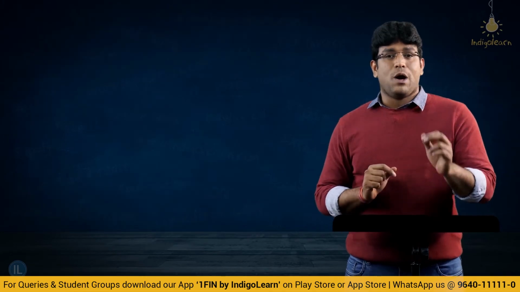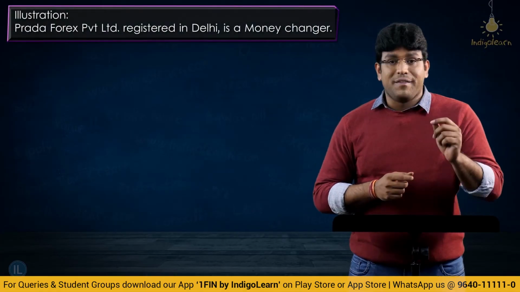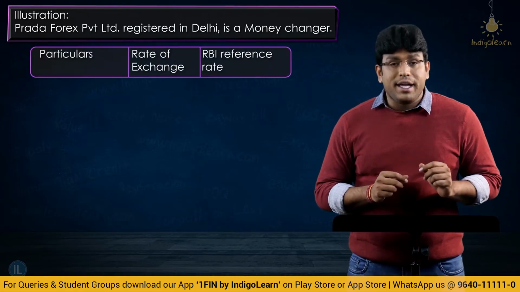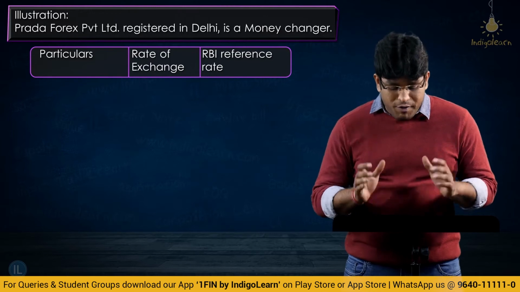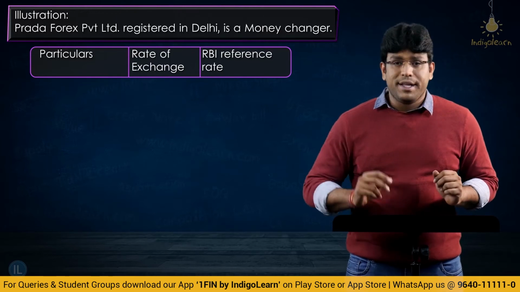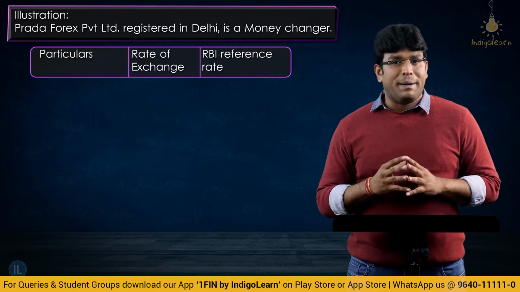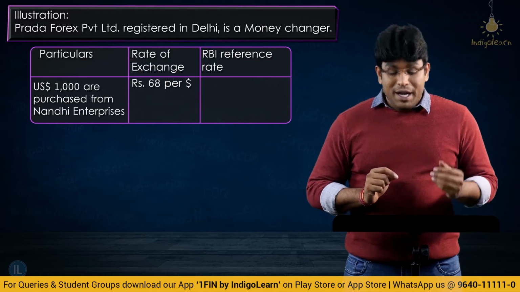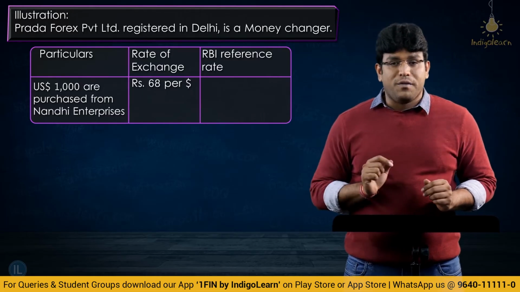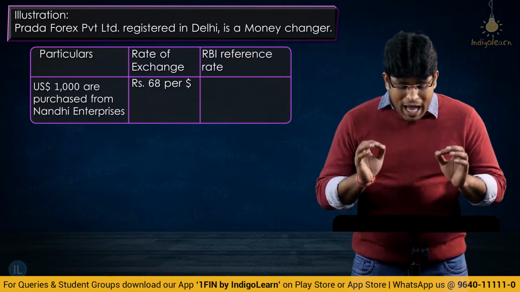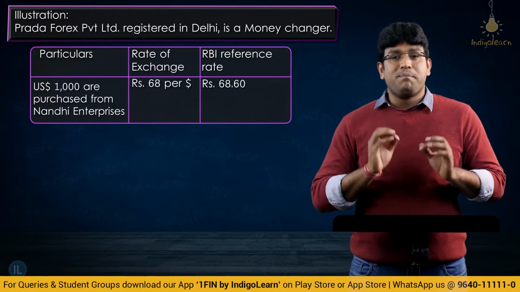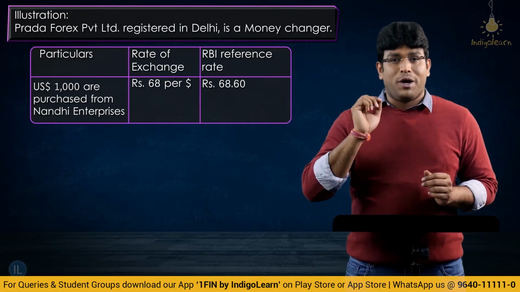Come on, my dear students. Now let's look at another interesting question. See now. Prada Forex Private Limited, registered in Delhi, is a money changer. It has undertaken the following purchase and sale of foreign currency. In this question, they have given two bits. Let's see them independently. First bit: 1,000 US dollars are purchased from Nandi Enterprises at the rate of 68 per dollar. RBI reference rate for US dollar on that date is 68.60. This is the first bit.